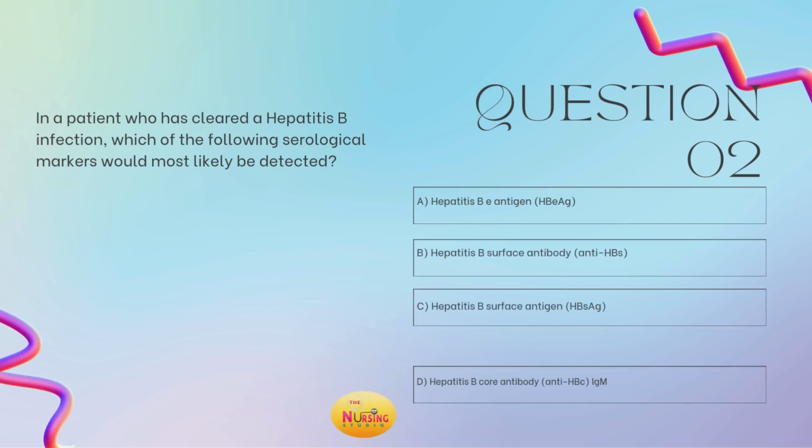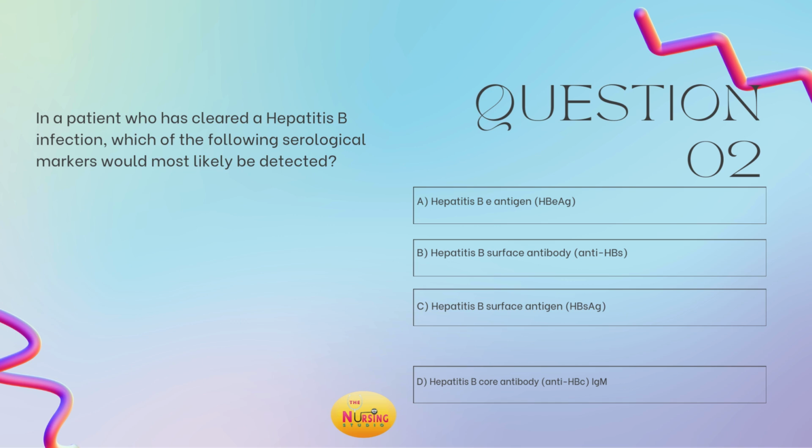All right, question number 2. In a patient who has cleared a hepatitis B infection, which of the following serological markers would most likely be detected? Is it A, hepatitis B E antigen? Is it B, the hepatitis B surface antibody? Is it C, the hepatitis B surface antigen? Or is it D, hepatitis B core antibody with the IgM? What do you think? Tell me in the comments.